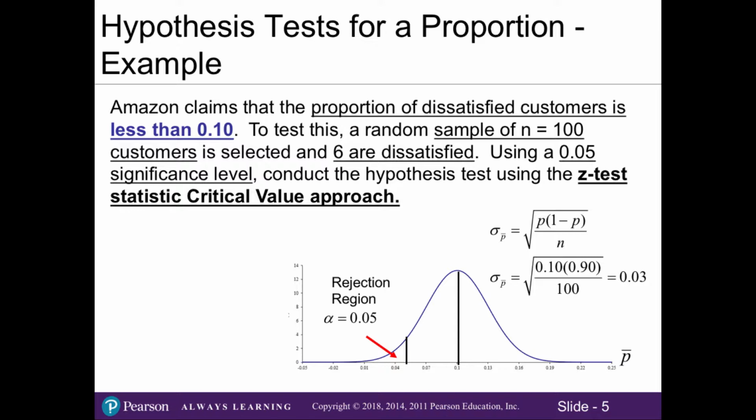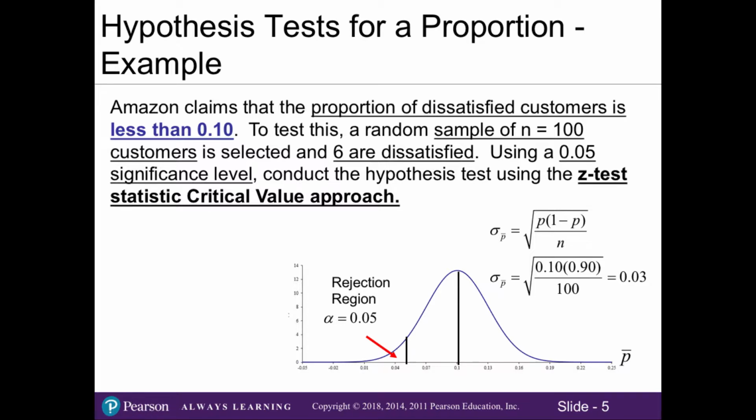The nice thing with hypothesis testing for a proportion is there is only one process, and we will always be working with z-values. T-values only apply to population means when we don't know the population standard deviation. So you do not need to worry about t-tests when we're working with proportions. So here we've got our normal distribution for our story. So here is the 0.1 claim that Amazon thinks less than 0.1 customers are dissatisfied.